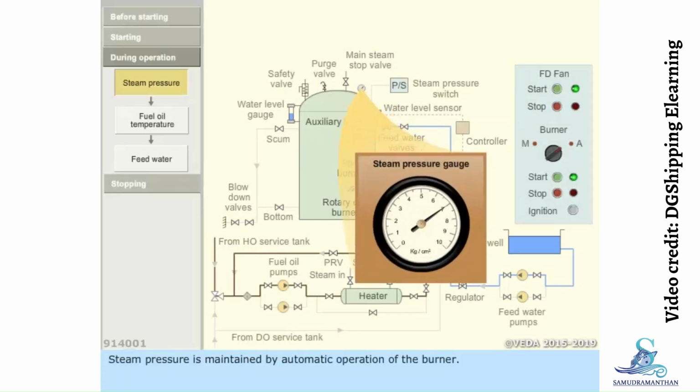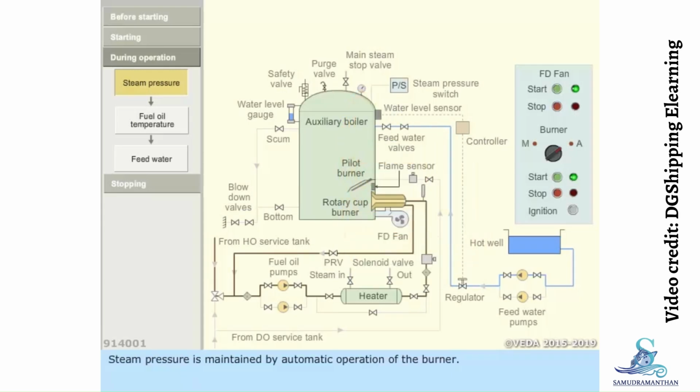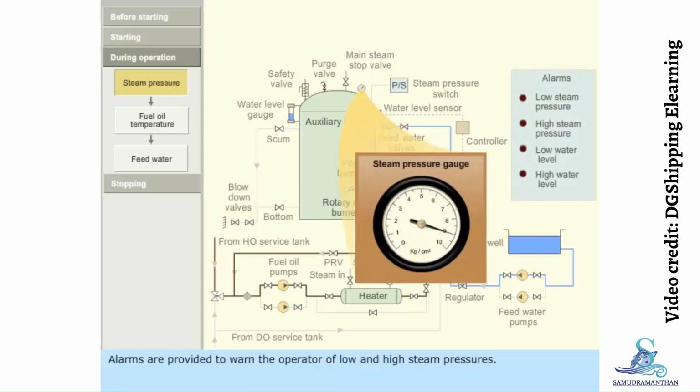Steam pressure is maintained by automatic operation of the burner. Pressure switch controls the burner according to the set pressure values. Alarms are provided to warn the operator of low and high steam pressures.